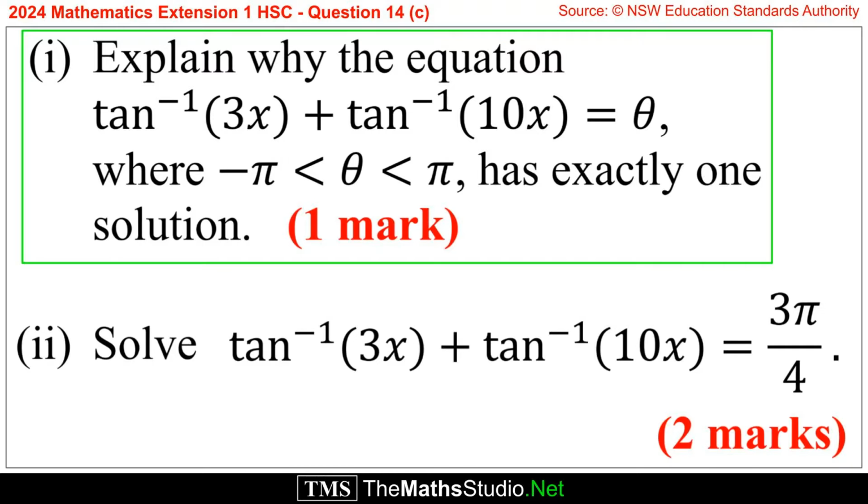Question 14, Part C, Part 1. Explain why the equation inverse tan of 3x plus inverse tan of 10x equals theta, where theta is greater than negative pi and less than pi, has exactly one solution.